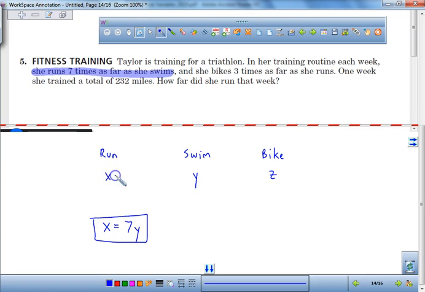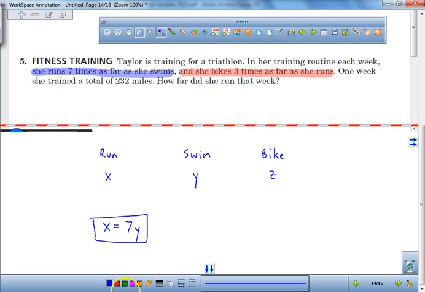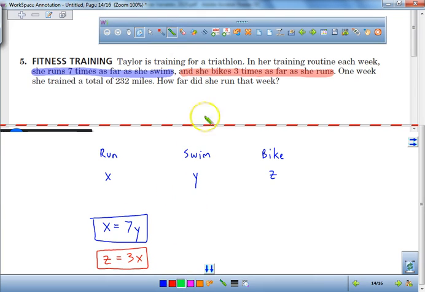So by the way, just so you know, x equals miles running, y equals swimming miles, and z equals biking miles, in case you're wondering what x, y, and z are. All right, let's look at the next one. She bikes 3 times as far as she runs. Well, what letter are we using for biking? Z. So we got Z equals what? 3 times whatever she runs, right? 3x.